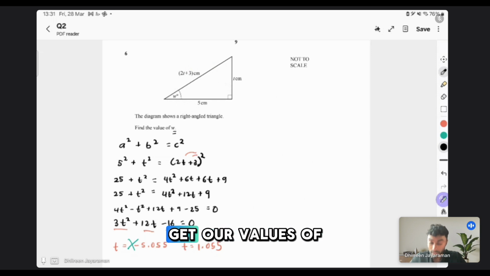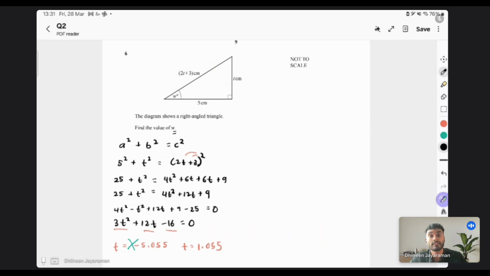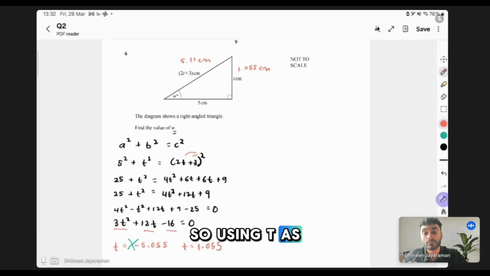Once we get our value of t, we will replace it into the triangle above to get our exact line values. So using t as 1.055, we will get the values of 5.11 cm and 1.055 cm. So next is to find the angle value W.